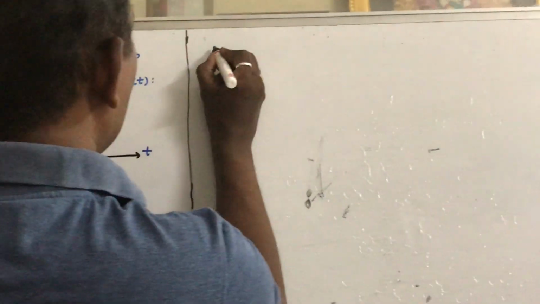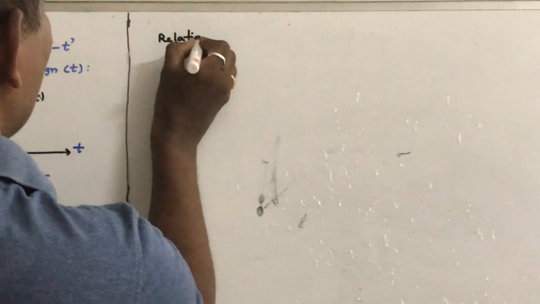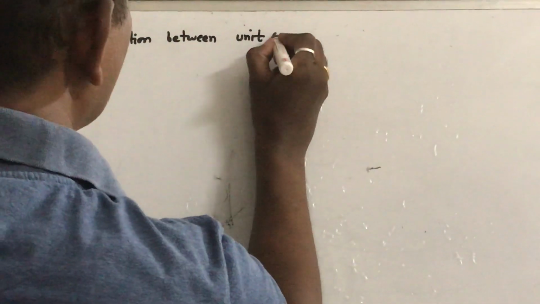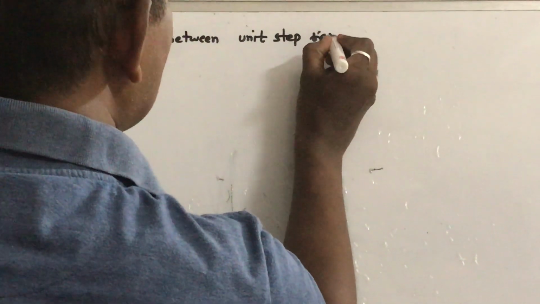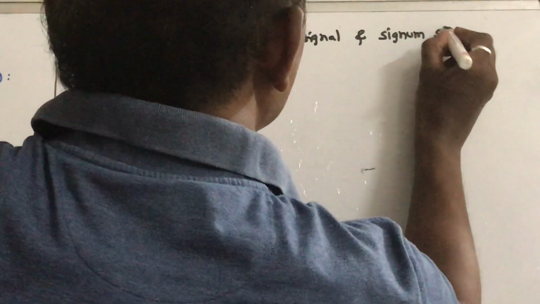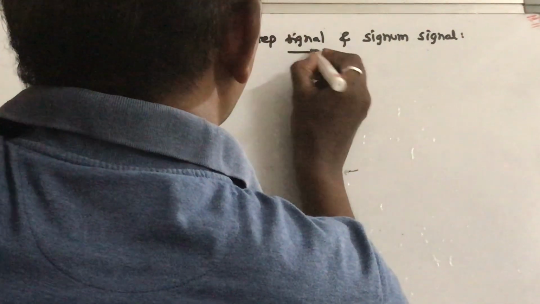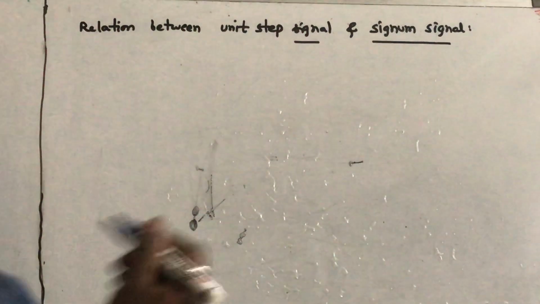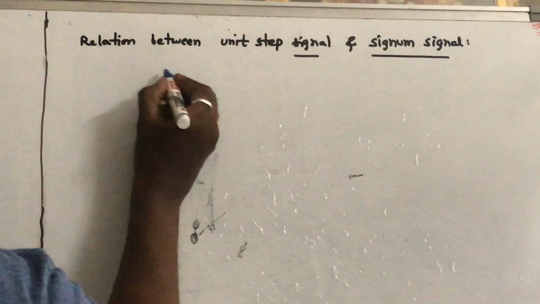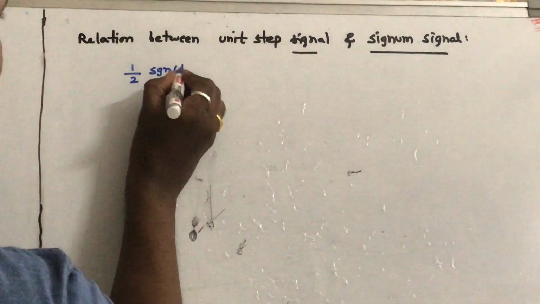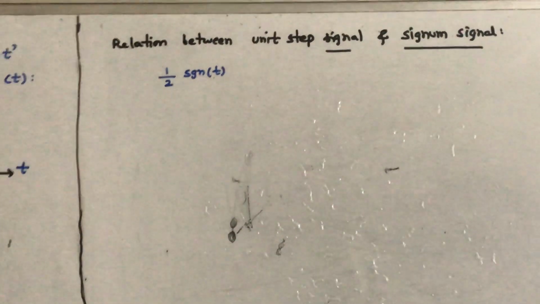Now let us derive one more very important question in the examination: the relation between unit step signal and signum signal, or signum function you can call. For this purpose, first let us draw the diagram of half signum of t.